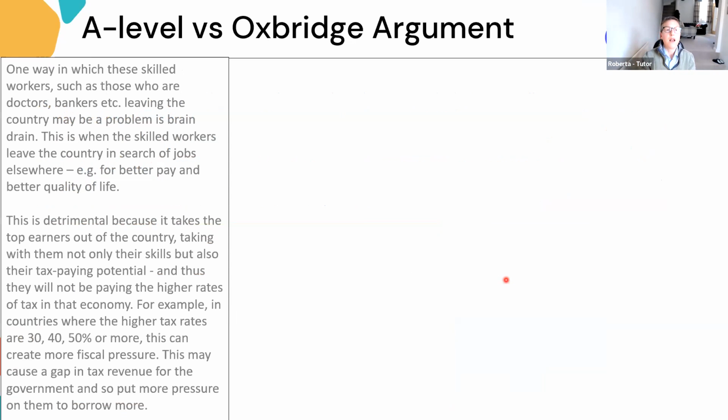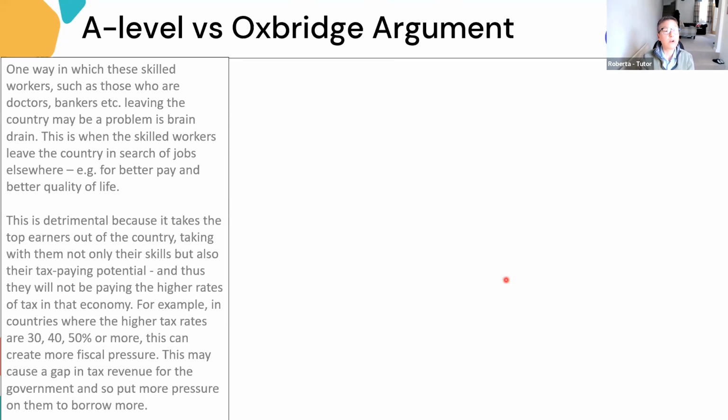Now, looking at whenever you're in the interview, what a fairly standard A-level answer would be. And this stuff on the left here would be what I would expect from some of my pretty good students at school. One way in which these skilled workers, such as bankers and doctors, etc., leaving the country is brain drain. Quite nice so far, well done.